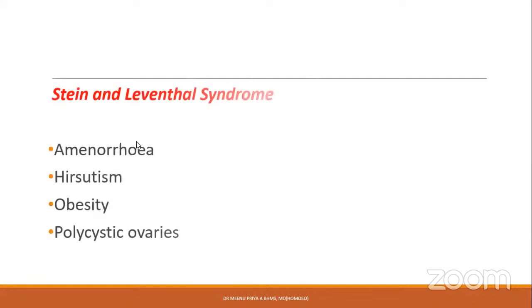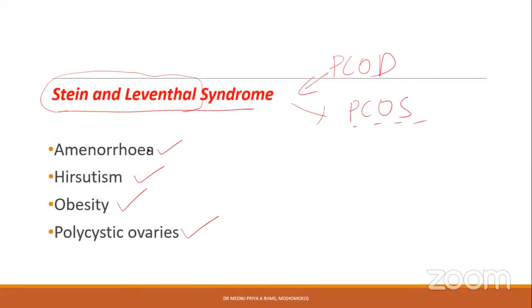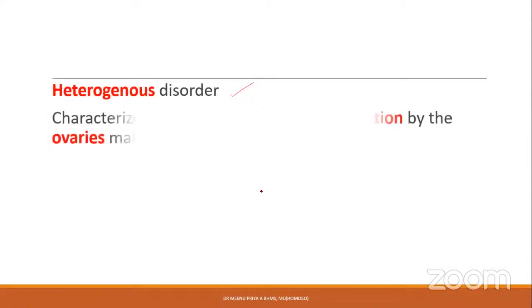And then it is a heterogeneous disorder. Why? Because you can see amenorrhea, hirsutism, obesity, polycystic ovary. Some of these are somewhere related, but others are not at all related. The pathology is related, yes, but completely different pathophysiology is occurring in a female. That is why it is called a syndrome, a heterogeneous disorder.